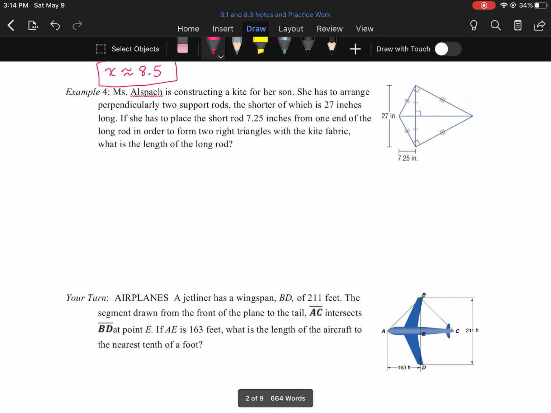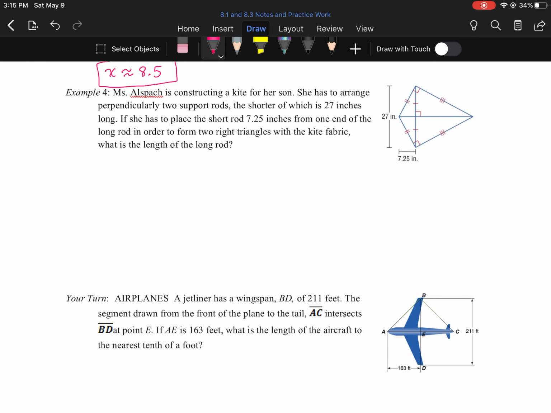All right, we have a couple math story problems to look at. So the first one says Miss Alice Patch is constructing a kite for her son. She has to arrange perpendicularly two support rods, the shorter of which is 27 inches long. So this one here, 27 inches. If she has to place the short rod 7.25 inches from one end of the long rod in order to form two right angles with the kite fabric, what is the length of the long rod?